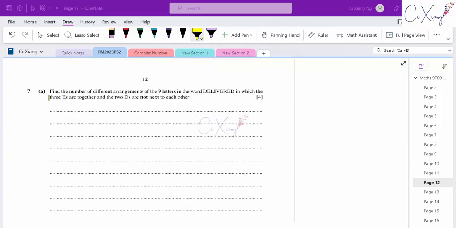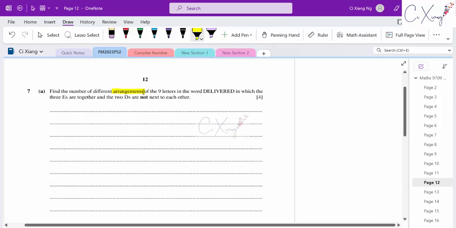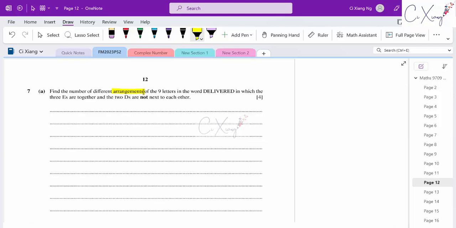Now we are at the very last question already. They want to find the number of different arrangements. So please highlight the keyword arrangement. It is about permutation, so later your steps will involve all the nPr and also the factorial. We are having 9 letters here and the word is DELIVERED. They want us to calculate the number of arrangements where the 3 E's are together and the D's are not next to each other.